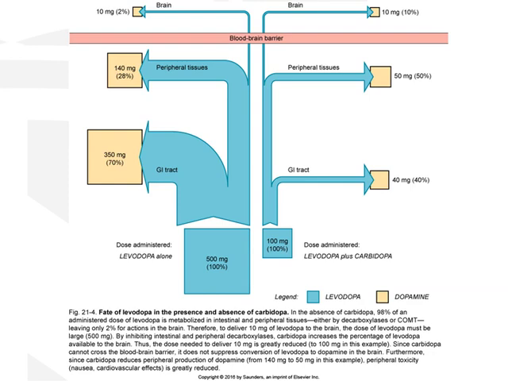On the right side of the picture, you see carbidopa and levodopa combined. The total dose of levodopa that's needed in that scenario is only 100 milligrams in order to get 10 milligrams to the brain. Some of that levodopa will still get broken down in the periphery, but it's dramatically less than when we use levodopa without the carbidopa.